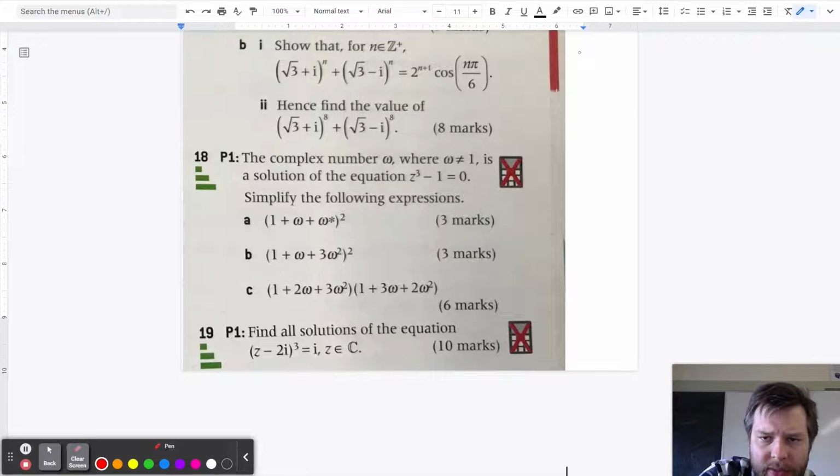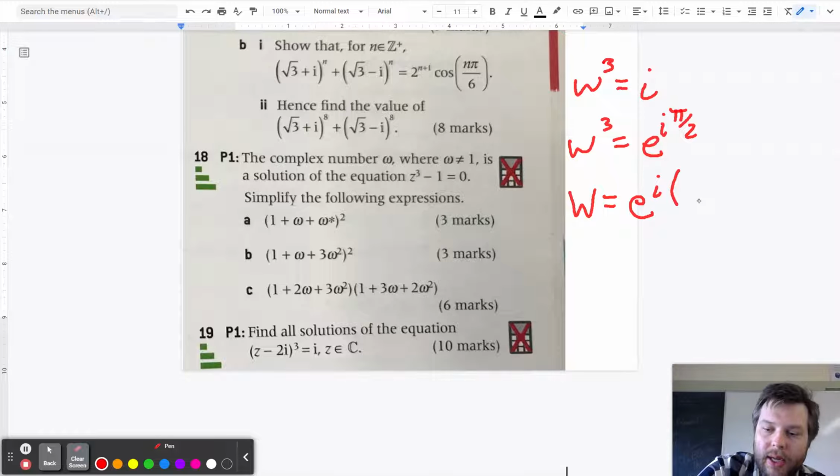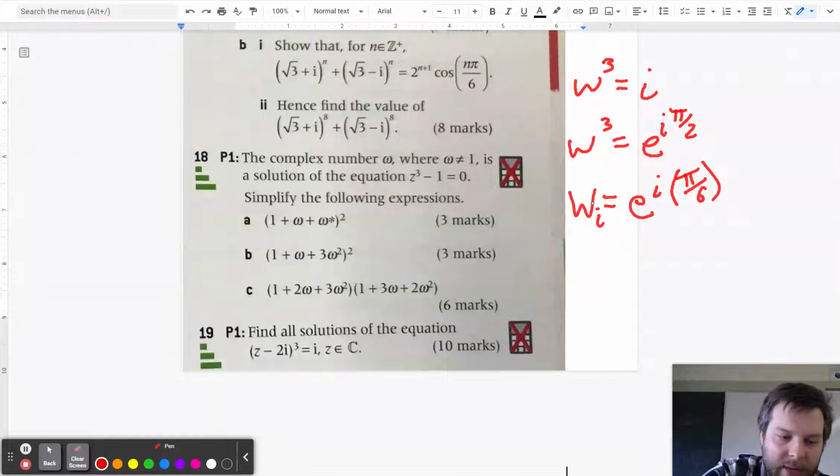Okay, so let's use a different letter. Let's say that we know that w³ = i. Then we also know that w³ = e^(iπ/2). And so that means w is going to equal e to the i times something. The first value, w1, would have an angle of π/6, because that angle times 3 becomes π/2.